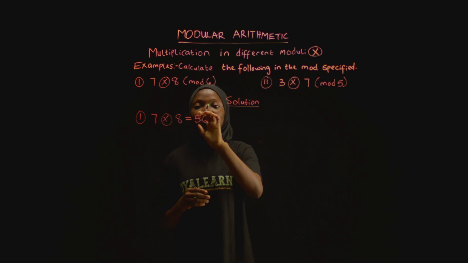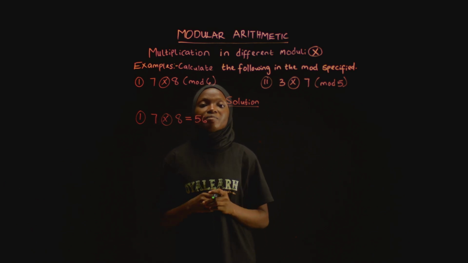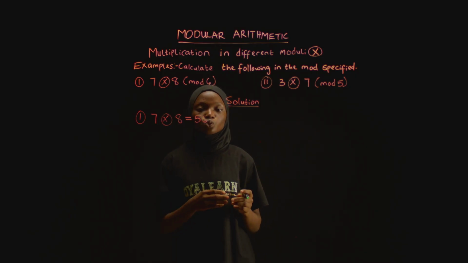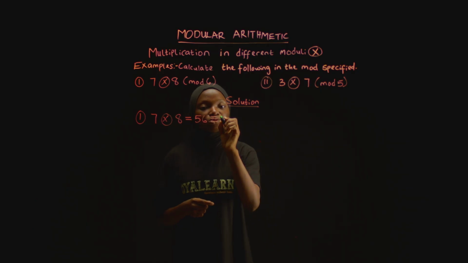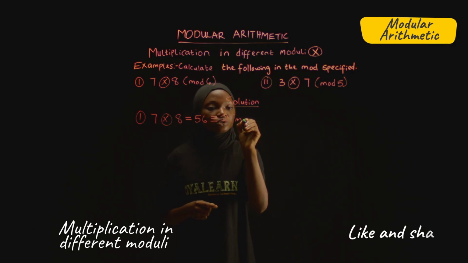To do that, we divide this by 6. 56 divided by 6 gives us 9, remainder 2. That is, 56 is equivalent to the remainder 2 in mod 6.